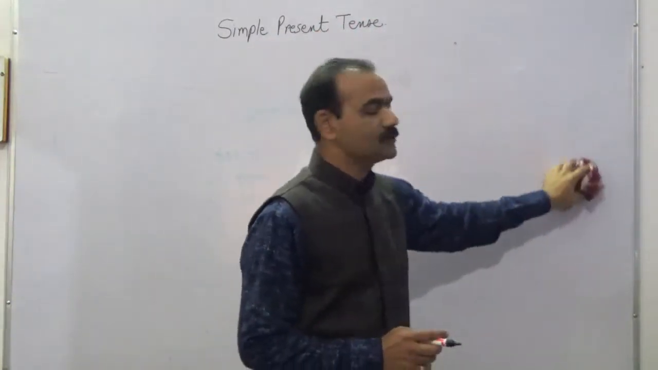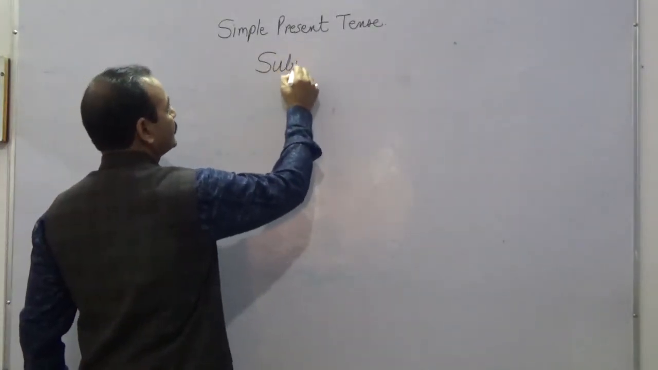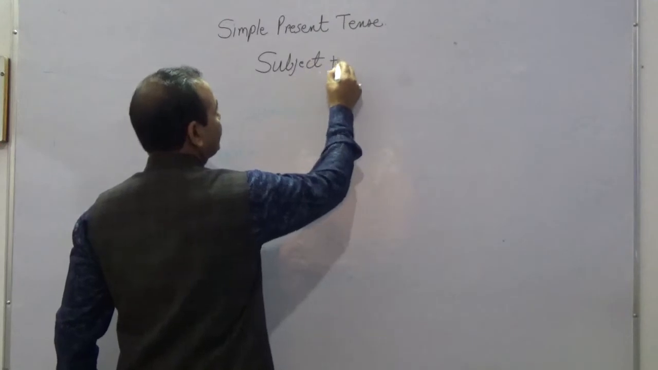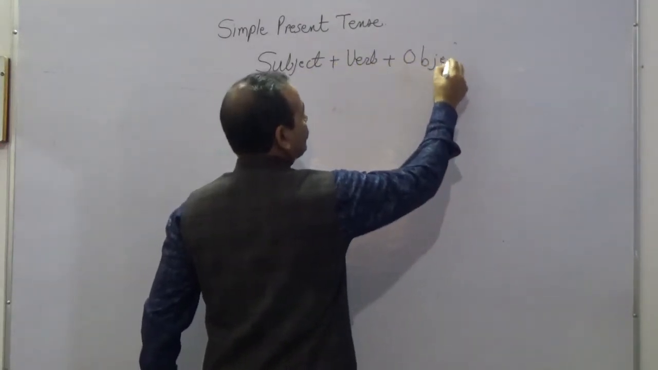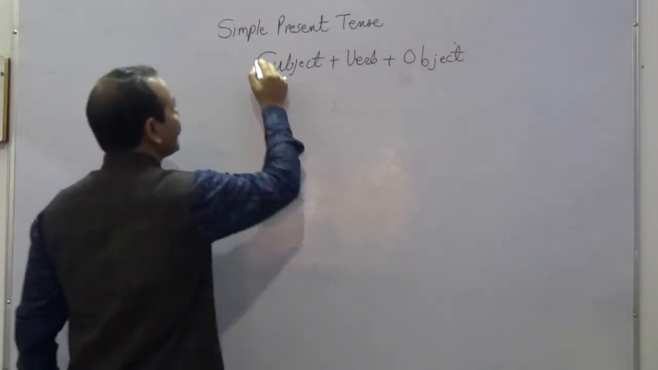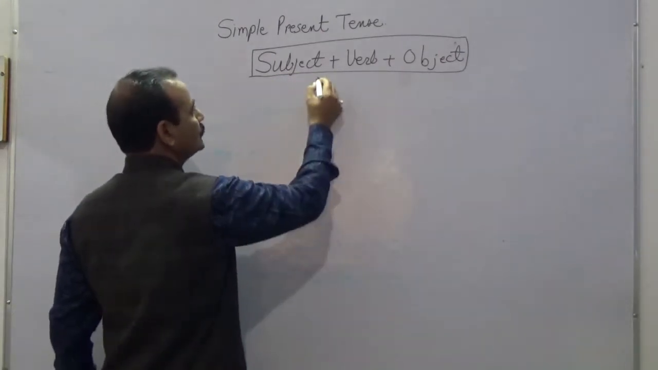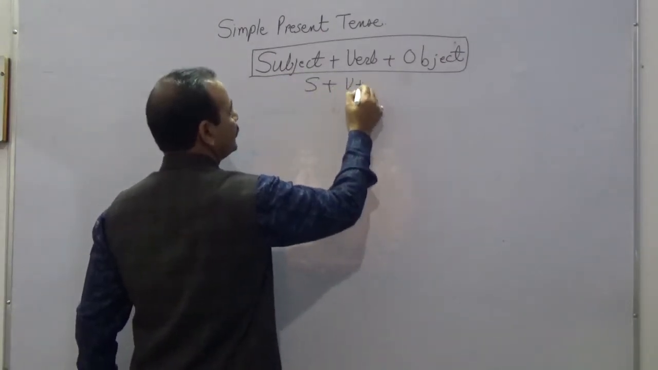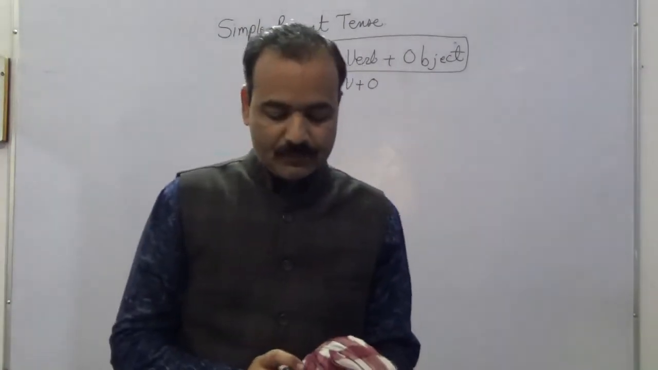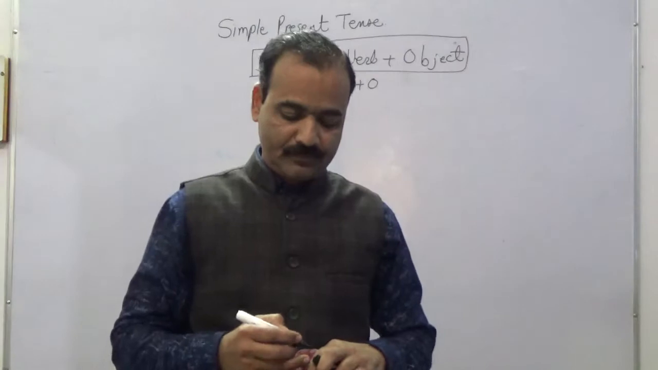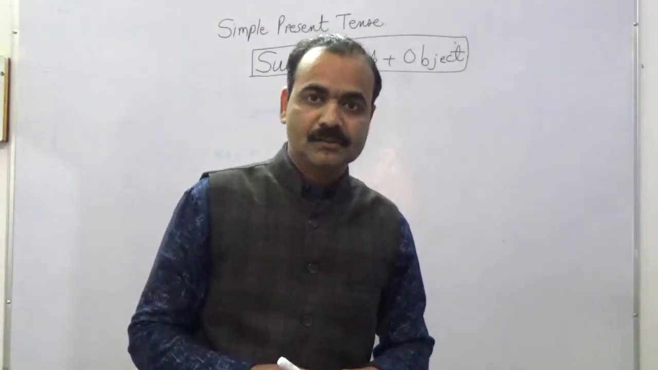In the English language, the sentence construction is like this. It is subject plus verb plus object. Generally, this is taught in our schools. It is called the SVO formula. When we learn this English syntax, we must identify the concords.